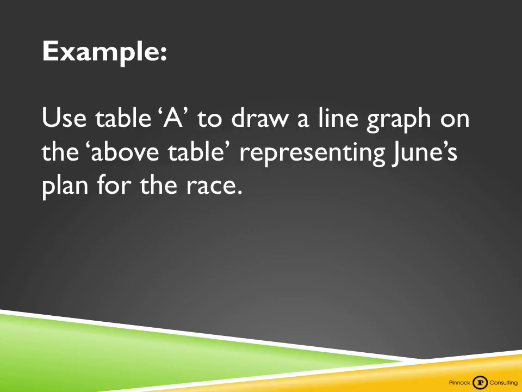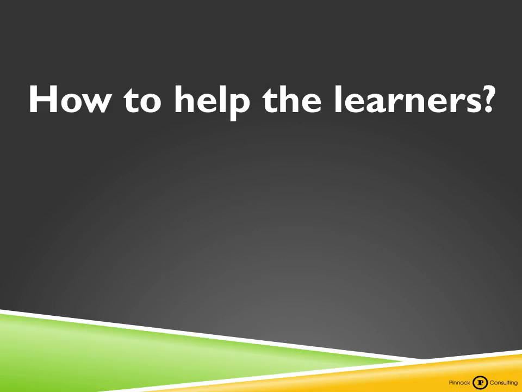Now, if we have a look at the example that's on your screen now, they're required to draw a line graph on the above table representing June's plan for the race. Many learners struggle to answer these questions. Some of the learners put points that aren't accurate, and therefore the shape of their graph is not correct. Or some learners draw a bar graph instead of a line graph. We need to ensure that we guide these learners to overcome these issues. How do we do this?